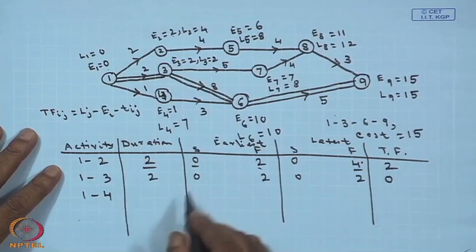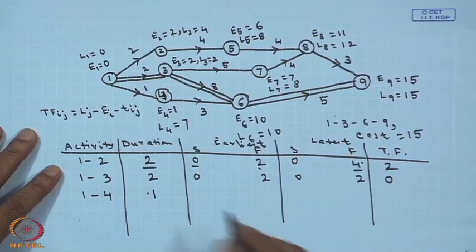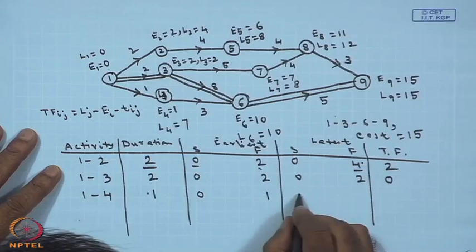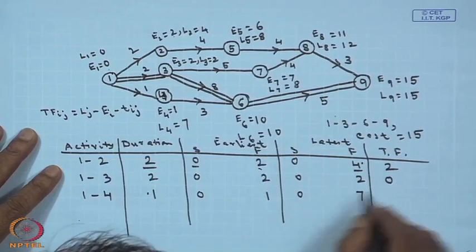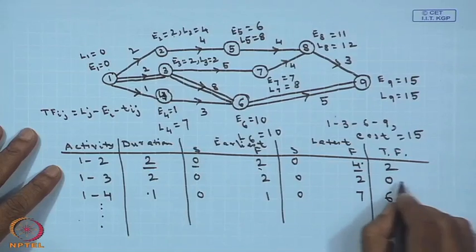For 1-4, I am just doing the last one. The total duration for 1-4 is 1. The duration is starting 0 to 1, this is starting 0 to 7. So, 7 minus 1 is 6. So, like this way for all the others you can calculate on your own.